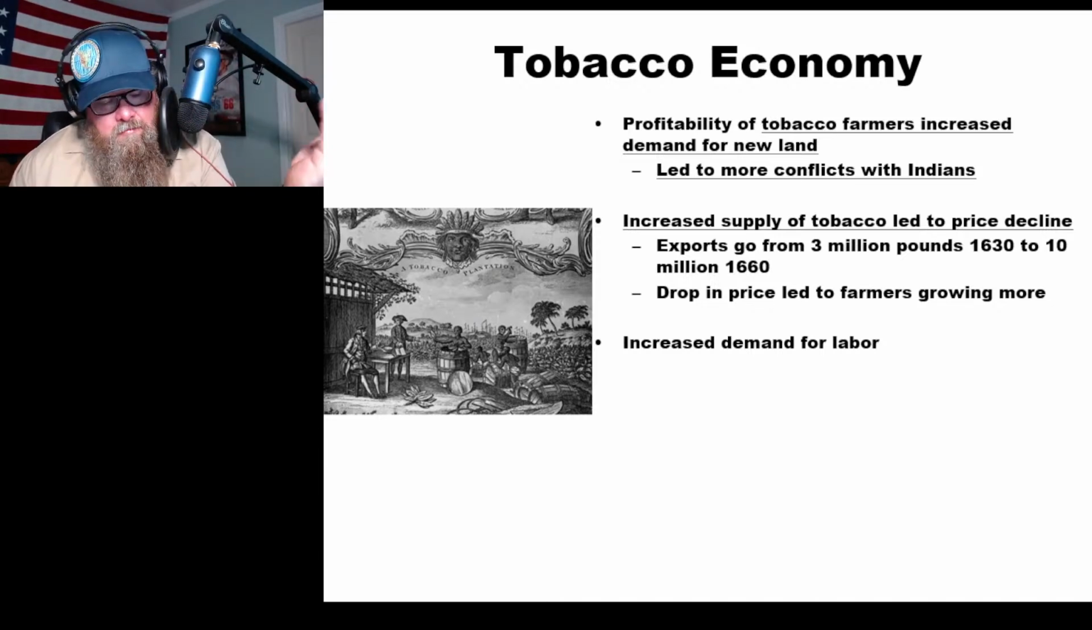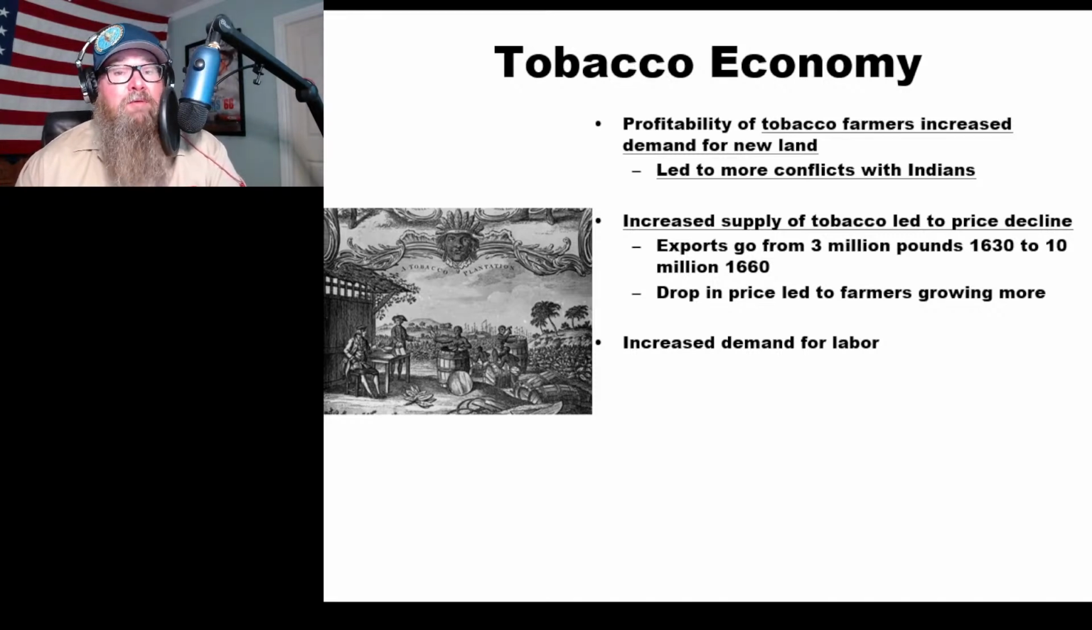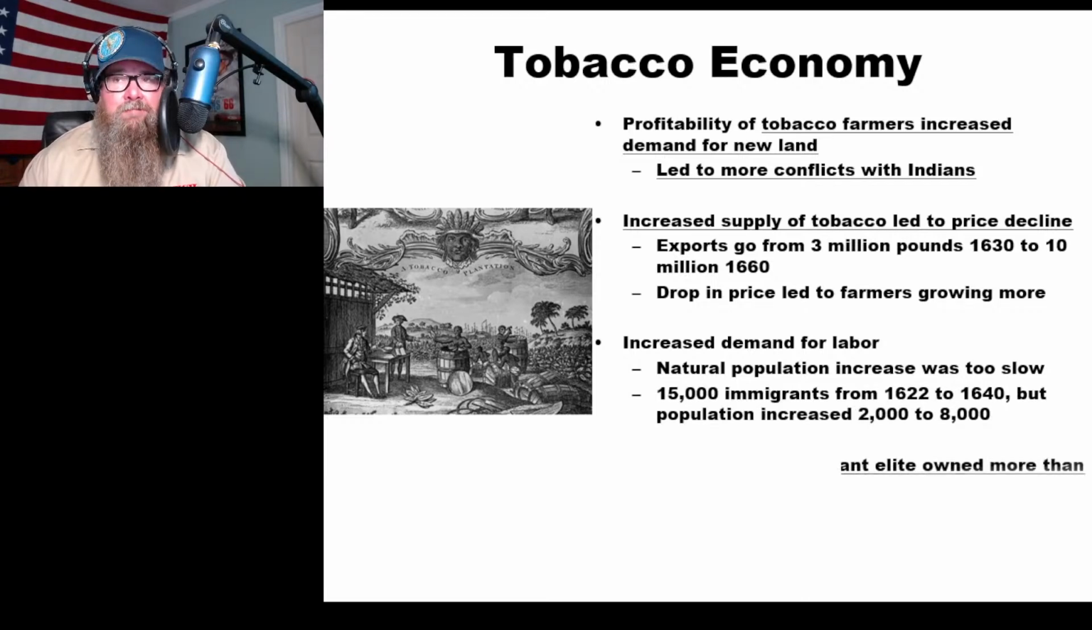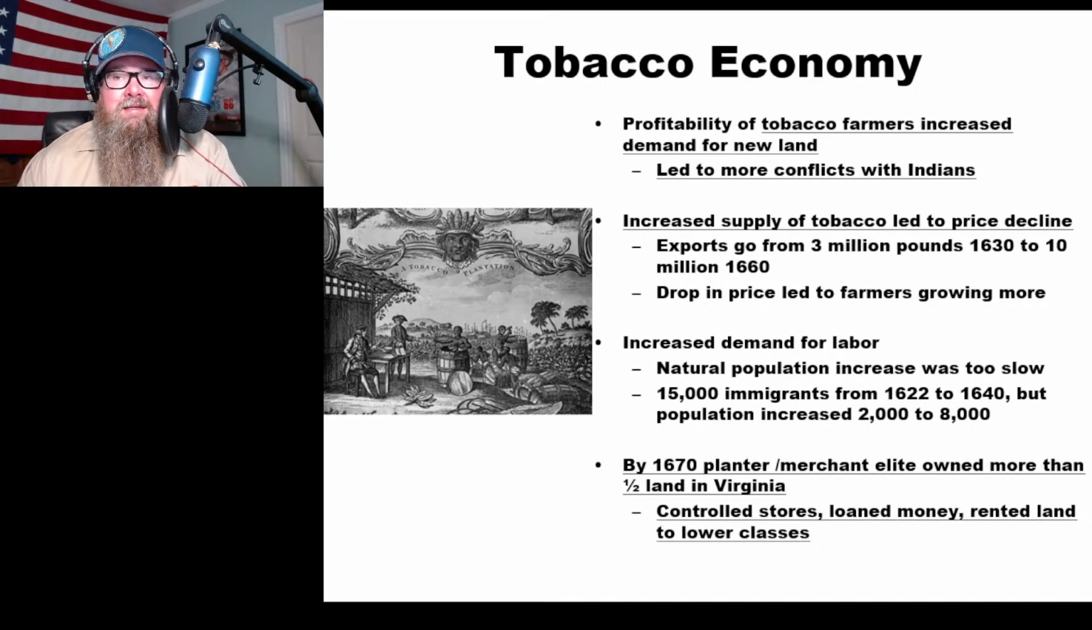So more labor is needed. They need more tobacco farms. So what do they do? Hey, we can pay some people, or they can just bring in people for free and enslave them, right? They still want to make all the money. So then we're going to get more and more slaves brought in.